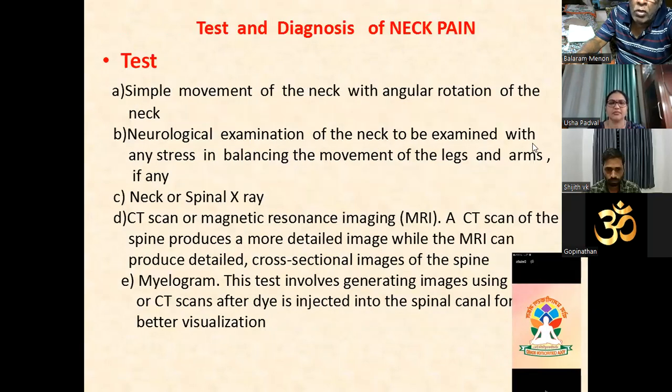Examination of the neck with angular rotation of the neck, neurological examination to check any stress in balancing the movement of the legs and arms, neck or spinal X-ray, CT scan or MRI. A CT scan of the spine produces a more detailed image, while the MRI can produce detailed cross-sectional images of the spine. Everybody knows what a CT scan is. Myelogram just involves generating images using CT scan after dye is injected into the spinal cord for better visualization.